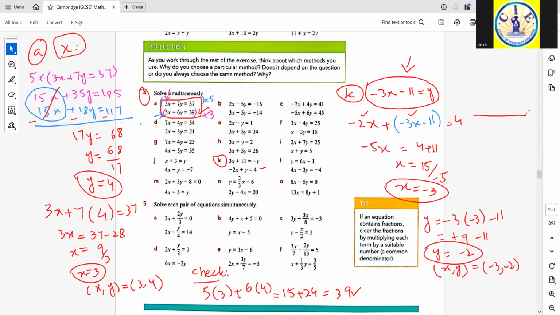So our answer is x comma y, that is negative 3 and negative 2. And now finally the check. Let me replace it in the second equation. Negative 2 times x, which is negative 3, plus y, which is negative 2. So 6 minus 2, that is equal to 4. And yes, the answer is compatible. So this is how we need to solve simultaneous linear equations. So I hope it would be clear.